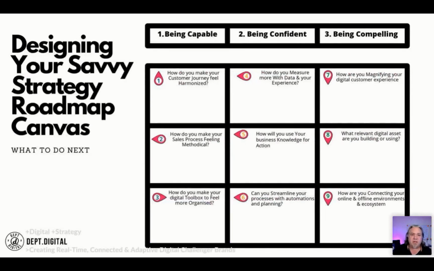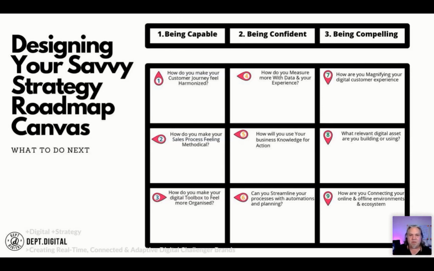So this is a worksheet, a canvas that, if you want to take a screenshot, go for it. But this is where you can actually detail things out. So we have the 3 steps: being capable, being confident, being compelling. And then we have each of these little roadhouse stations along the way. And those are what we talked about. How do you make your customer journey feel harmonized? How do you make your sales process feel methodical? How do you make your digital toolbox feel more organized? Remember that first triangle? That was the one. The second triangle: how do we measure more with your data and experience? How will you use your business knowledge for action? How can you streamline your processes with automations and planning?